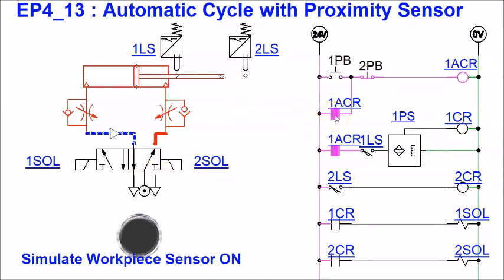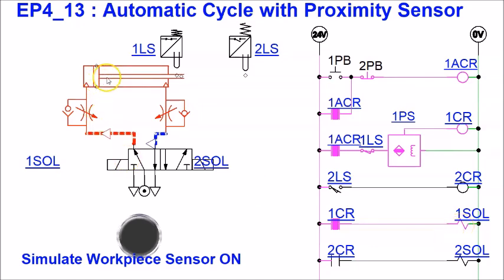You can see my ACR is still on, because just now I pressed the push button and the latching circuit will help to power up the control relay here. So you can see that the cycle will stop here. Why? It's because I'm still waiting for the workpiece to come. So imagine that I sense that the workpiece is here. 1CR will turn on again, the solenoid will be energized, and the cylinder will extend. So you can see that I can achieve automatic cycle with this proximity sensor.